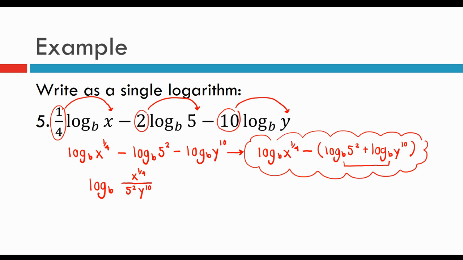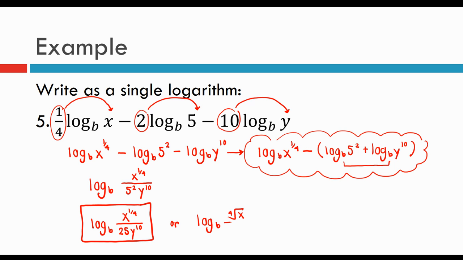The last thing that I'm going to do is, because I see that 5 is being squared, I can actually square that number. So once again, if you want, you can leave that as x to the 1/4 power, but then we would have 25 y to the 10th in the denominator. So this would be my answer. Or if you wanted to, it could be log base b, and you could write that numerator as a radical instead. Either one of those answers is totally fine with me. So either one of these would be my final condensed answer. Notice how it's a single log answer.